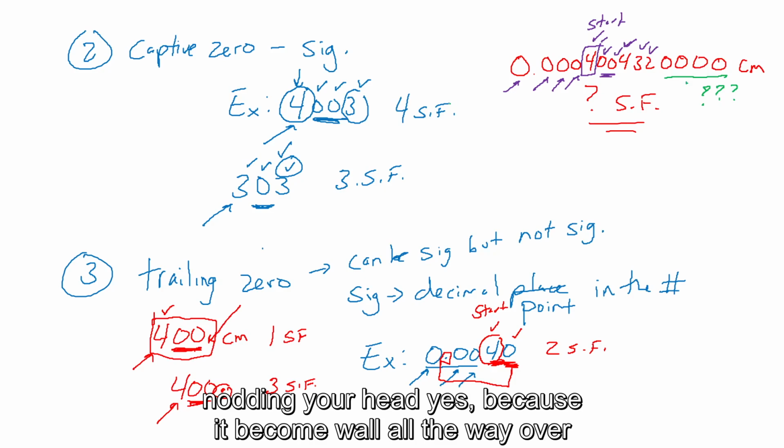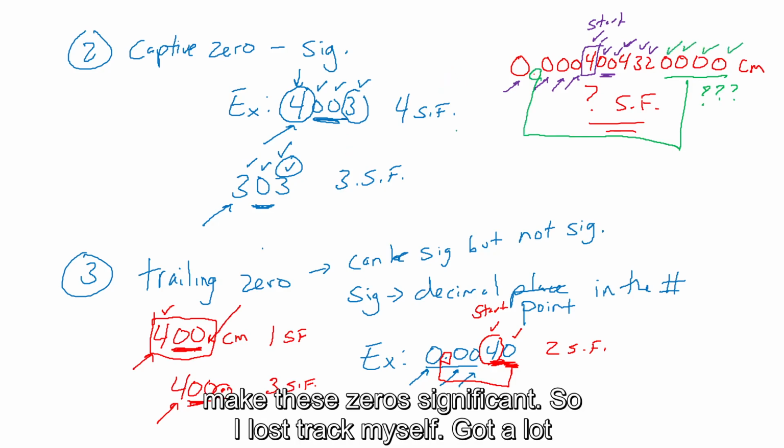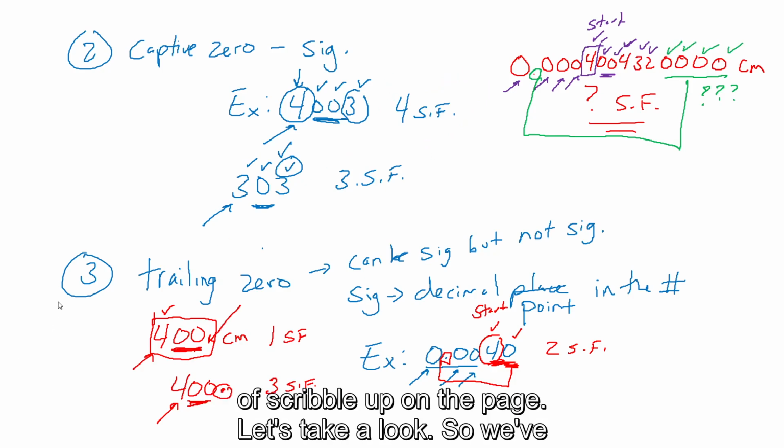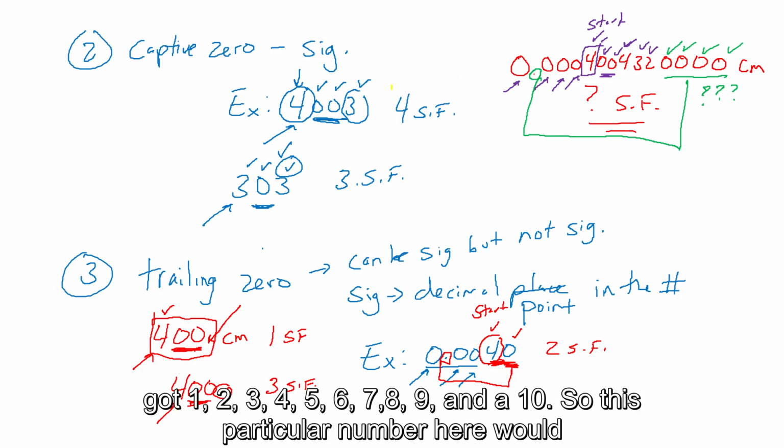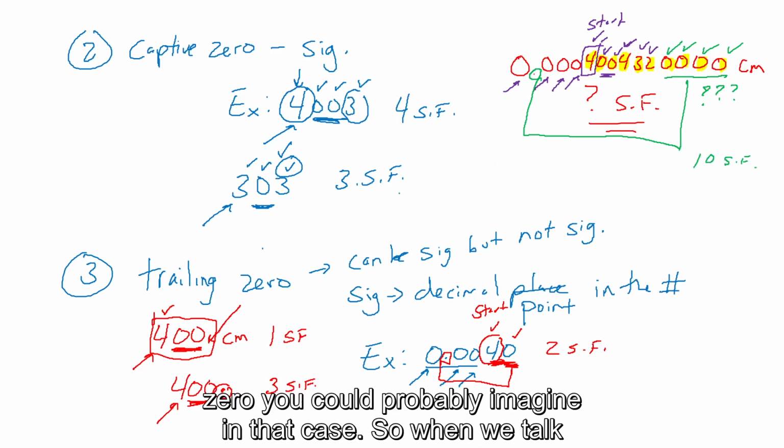And I hope you're nodding your head yes, because if we come all the way over here, there is a decimal point actually written, which would make these zeros significant. So I lost track myself. Got a lot of scribble up on the page. Let's take a look. So we got 1, 2, 3, 4, 5, 6, 7, 8, 9, and a 10. So this particular number here would have 10 significant figures, and I think it has every type of zero you could probably imagine in that case.